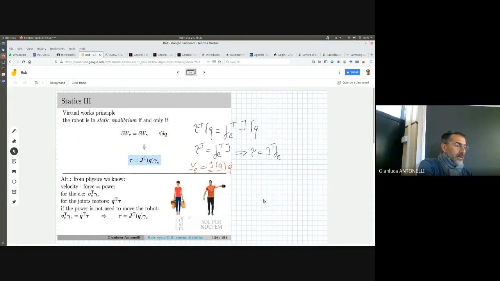In physics, power is given by the velocity multiplied by force. So at the end effector, the power is a scalar obtained from the linear and angular velocity of the rigid body multiplied by the force and moment. Then for the joint motors, I have the joint velocities multiplied by the joint torques. If the robot is at equilibrium, those two powers should be equal to each other, and thus we get the same relationship. So this is an alternative way to try to better understand the concept.